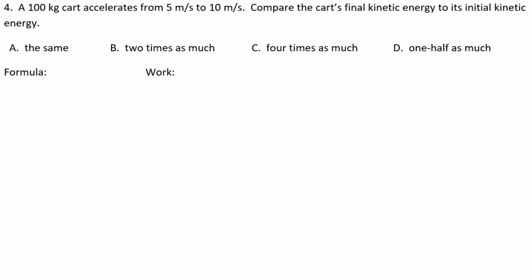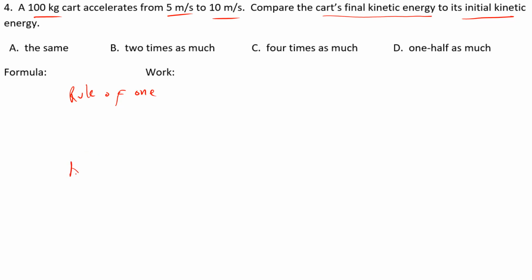A 100 kilogram cart accelerates from 5 meters per second to 10 meters per second. Compare the cart's final kinetic energy to its initial kinetic energy. So there are two ways to go about this. You can do either rule of ones, or you can just plug everything in, plug and chug. I'll do rule of ones second because that's actually easier, but you have to understand how to approach it.